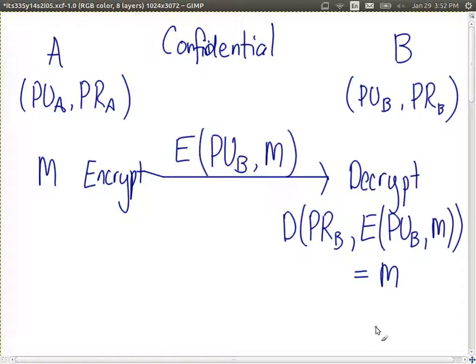Similar to symmetric key encryption, we said if we encrypt the plain text with one key and then decrypt with the same key, we'll get the original plain text. This is a similar requirement. If we encrypt our plain text message M with the public key of B and then we decrypt all of that with the private key of B, then it must deliver the same value of M. So the difference here is that we use not a shared secret key, but two different keys, but they must belong to the same pair, PRB and PUB.